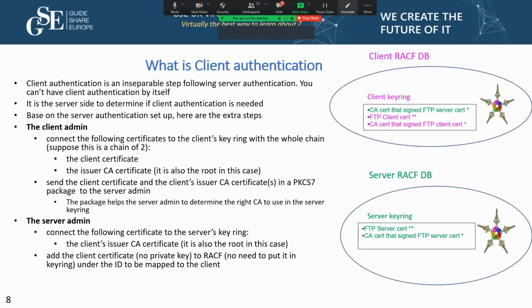Then after its own keyring setup, the client administrator needs to send 2 certificates to the server side, which are the client certificate and the issuer CA. I recommend using a PKCS7 package to send the client cert and the client CA cert, because using this package can help the server admin determine the right CA to use in the server keyring.